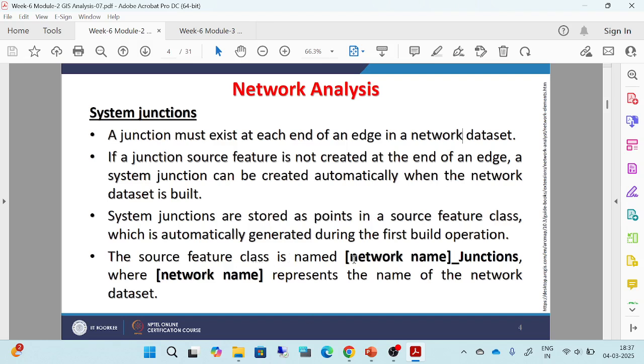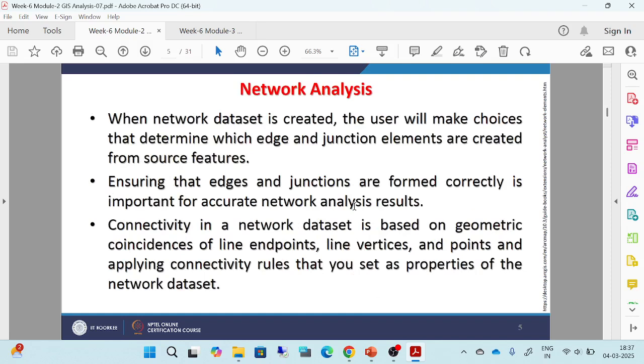So the source feature class will be named as whatever the network name is, underscored junctions, where network name will represent the network dataset, like what kind of element has been used. When a network dataset is created, for instance a power supply network, it is going to be different for edges and junction elements. So we have to ensure that edges and junctions are created correctly, because when we run the optimization or whatever it is, it should work properly.